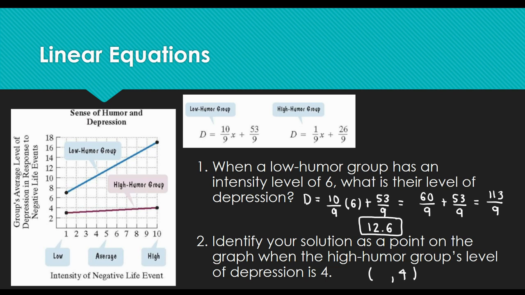So we're going to use then our graph over here for talking high humor. We're looking at the purple line. I'm going to go over to 4 on the y-axis, and if I start heading over and going to the right, I see that that point is clearly at 10. So my ordered pair would be 10, 4.